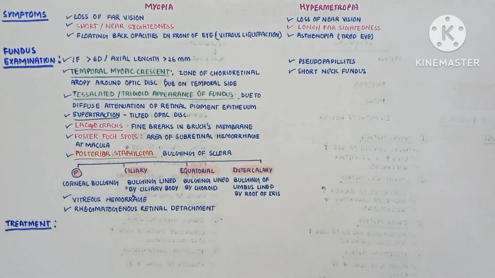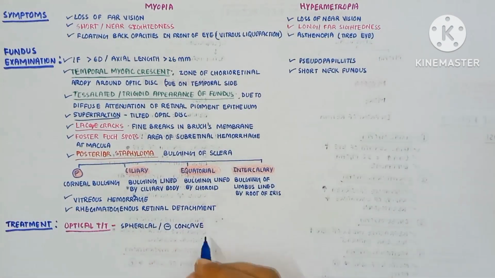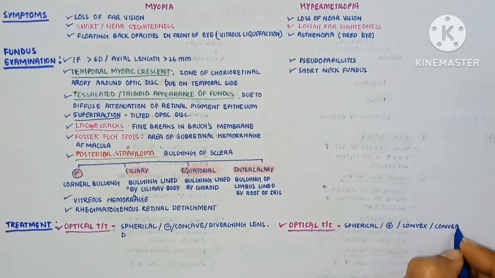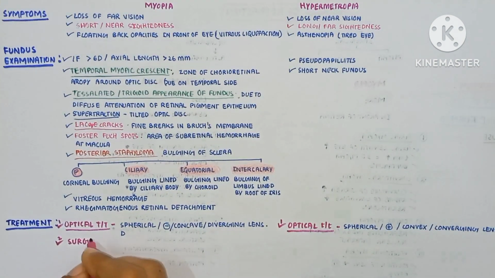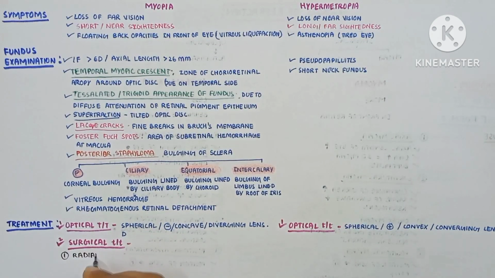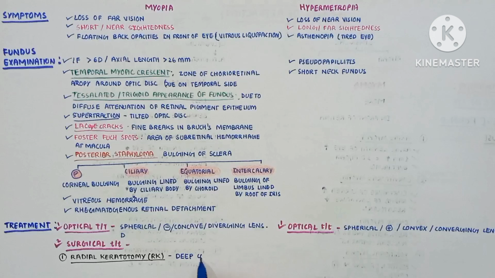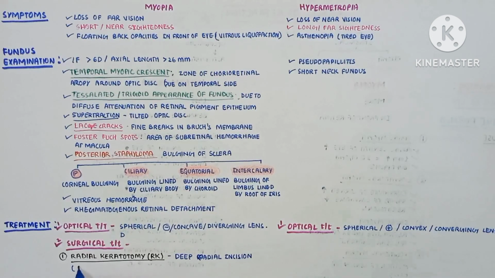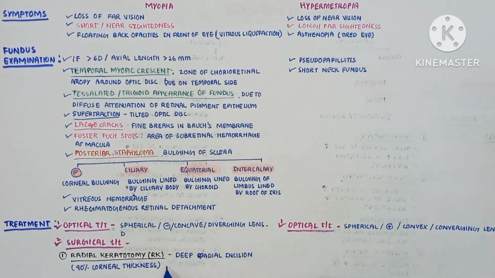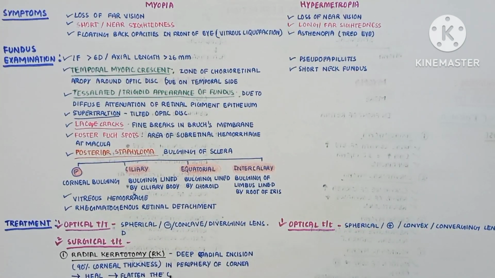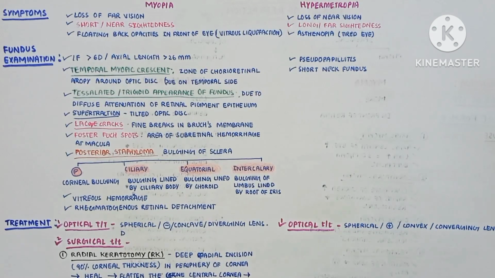The treatment in myopia. The optical treatment is a spherical minus concave or diverging lens, while in hypermetropia, a spherical plus convex lens is used. The surgical treatment in myopia is first radial keratotomy, RK. In this, a deep radial incision of 90% corneal thickness is made in the periphery of the cornea, which heals and flattens the corneal center, decreasing the refractive power.